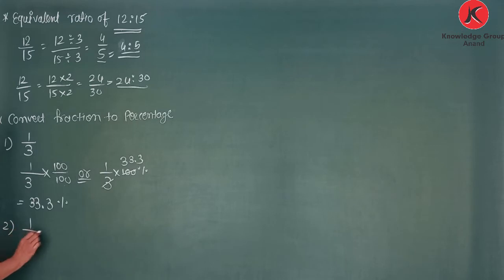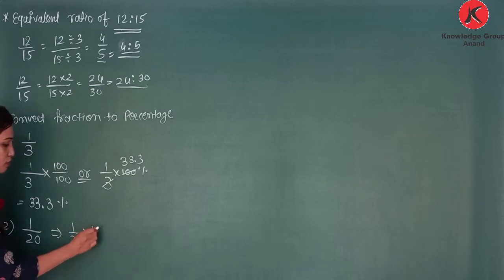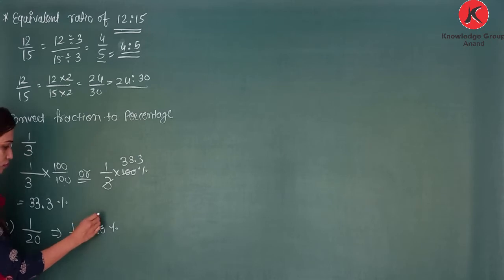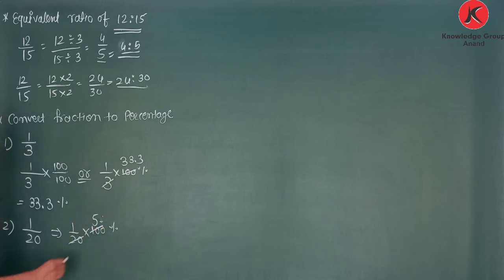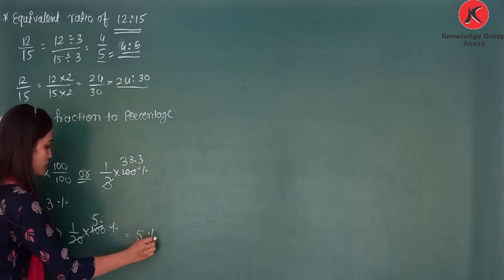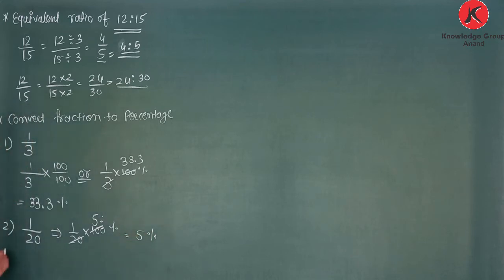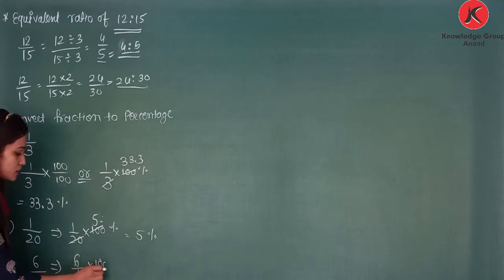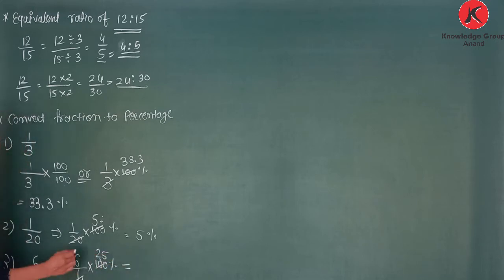Question: 1 by 20. How can we make it 100? 1 by 20 multiplied with 100% is 5. So the answer is 5%. Next one. 6 by 4. So 6 by 4 multiplied with 100%. So multiply 25 with 6.